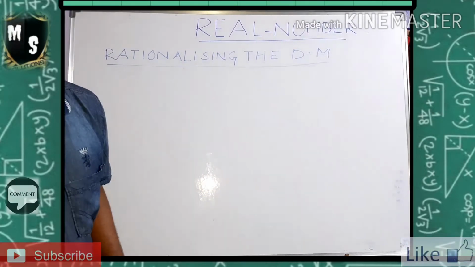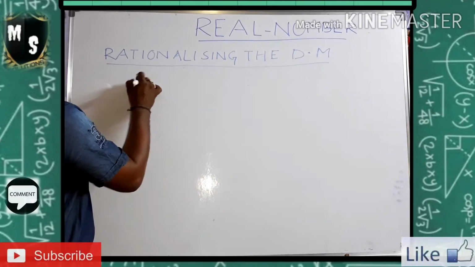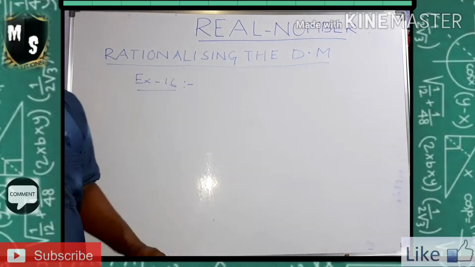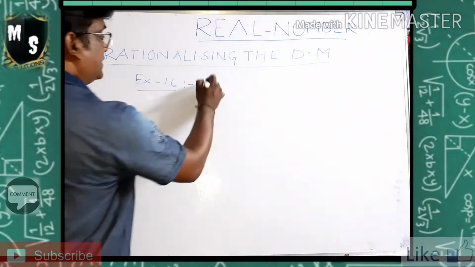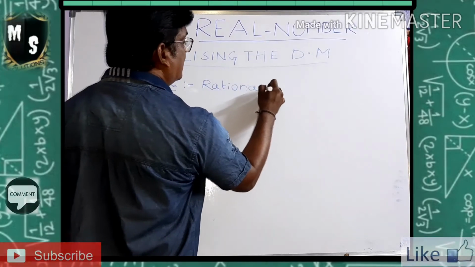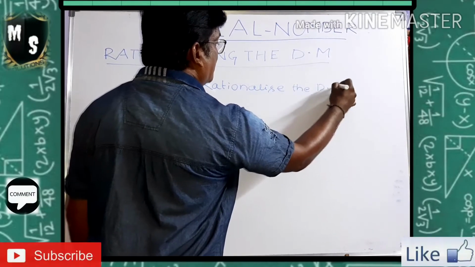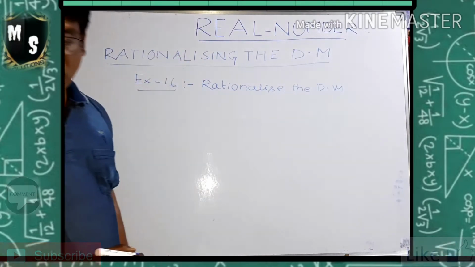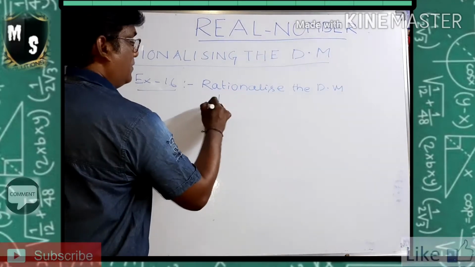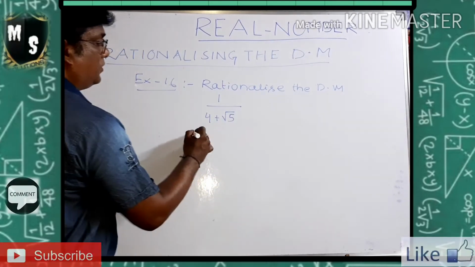Now you see how I am doing. It is page number 21, Example 16 I am doing for you. See how I am doing the example. I have to rationalize the DM. Question is like this: rationalize the DM. What should be rationalized? The DM, 1 by 4 plus root 5. This one we are going to rationalize.